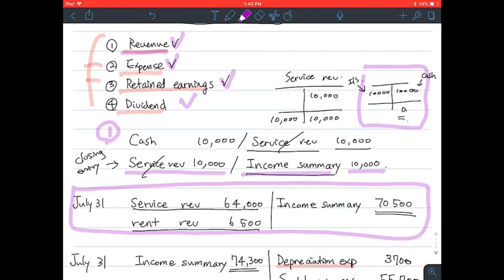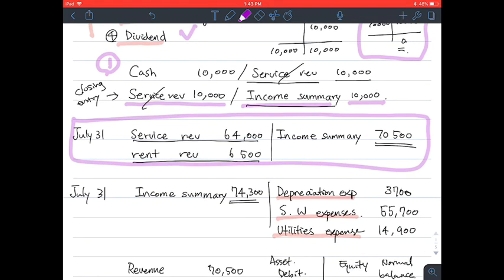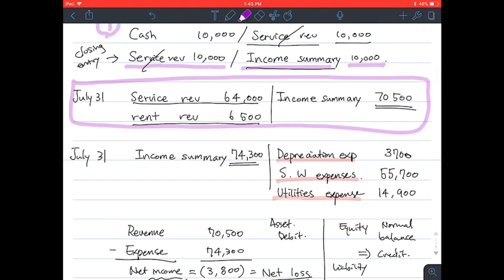After we are done with the revenue, we want to move on to expenses. We do exactly the opposite of what we just did, and we apply this to the expenses. For example, we have depreciation expense, salaries and wages expense, and utilities expense, and all those together equal 74,300, and we write it like this.